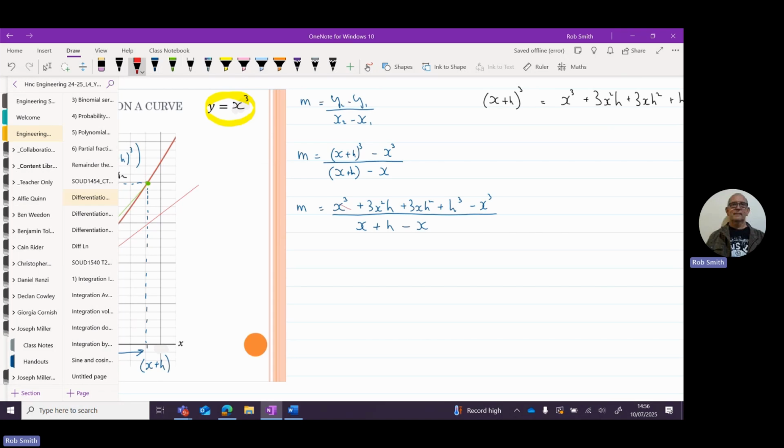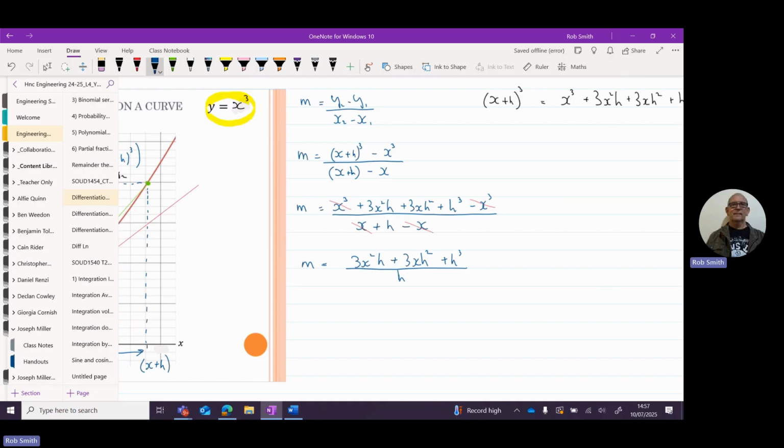Well, I can see the x cubed cancels out, as I've got a negative x cubed at the other side. I've got an x here, and I've got a minus x here. So we can write the gradient down in a little bit of a simpler form now. So now gradient is going to equal 3x squared h plus 3x h squared plus h to the power 3, all over h.